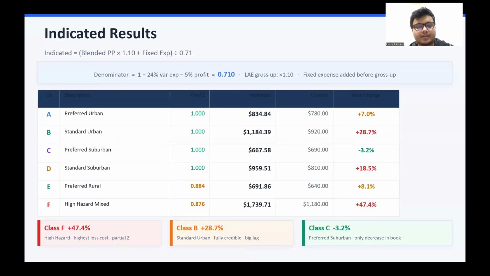So here are the final results. The formula is blended pure premium times 1.10 for loss adjustment expenses plus fixed expenses, all divided by 0.71, which is 1 minus variable expenses minus profit.